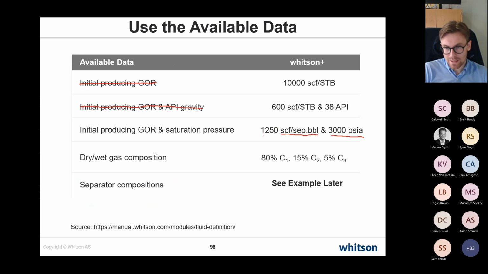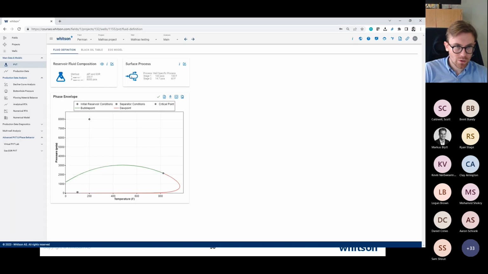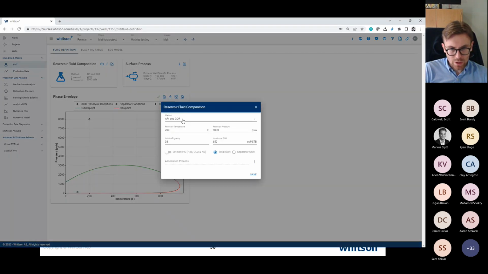Okay, so that's what we're going to look at now. This is the saturation pressure, and this is a separator GOR. So we're going to change the method now to GOR and saturation pressure, and then we're going to put in a saturation pressure of 3,000. We're going to make the initial GOR 1,250, if I remember right. But we're going to make this a separator GOR. That means that we measure the rates here at separator conditions and not at stock tank conditions. Okay, we'll get back to that later.